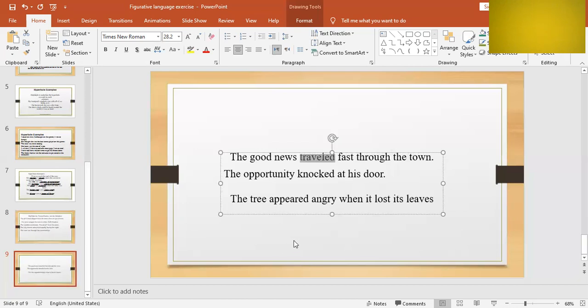So I want you to write in your discussion section what literary devices or figurative language are. What is the value of figurative language or literary devices in literary works, and the advantages of these literary devices, and you give examples of the types you have here.